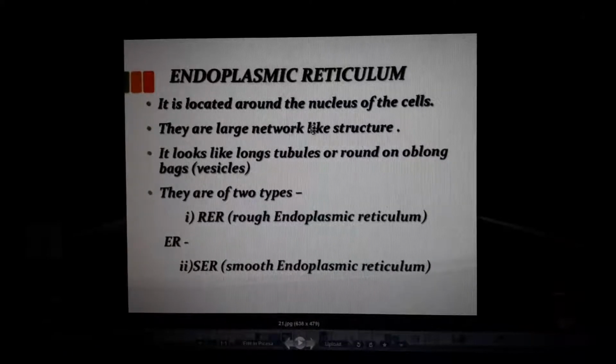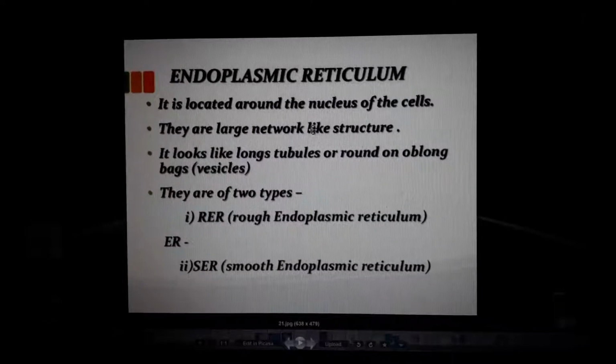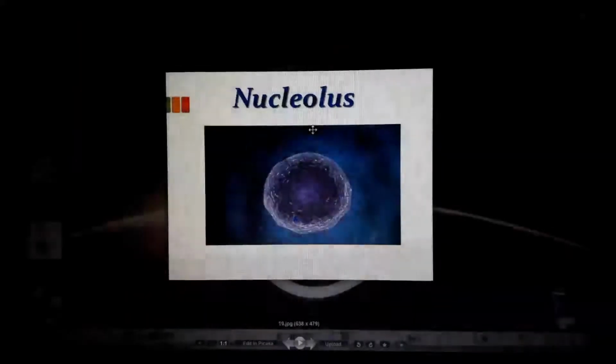Let's see. It is located around the nucleus of the cell. Understand? It's a thin layer which is around the nucleus. They are large network-like structures. It looks like long tubulous or round or oblong bags, vesicles. We can see that in that picture.